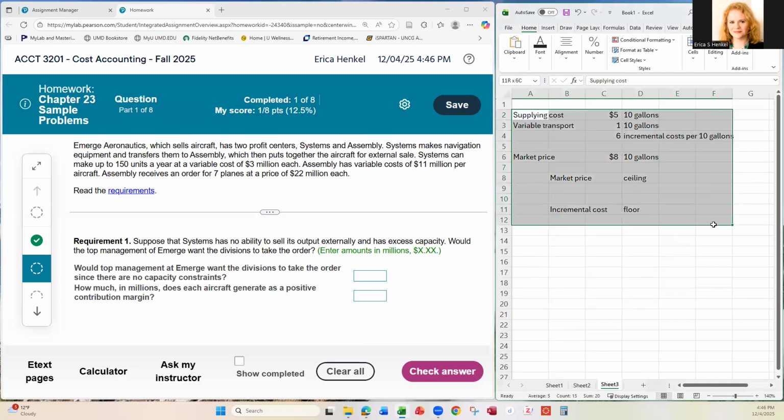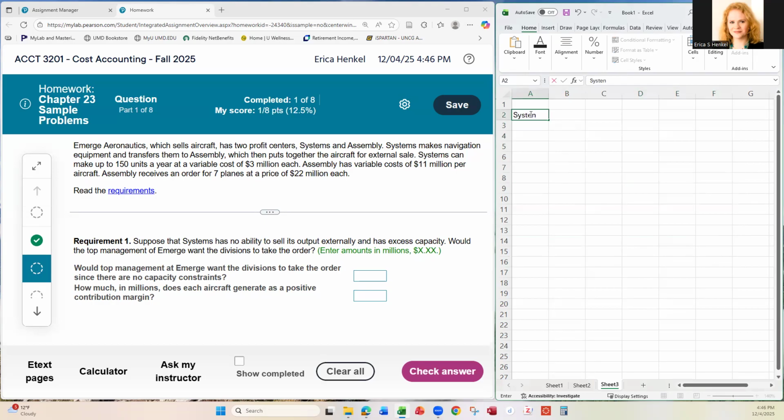Okay, now for problem number 7, we have Emerge Aeronautics, which sells aircraft and has 2 profit centers, systems and assembly. Systems makes navigation equipment and transfers them to assembly, which then puts together the aircraft for its external sale. Okay, so systems has a capacity of 150 units. And the variable cost is $3 million each.